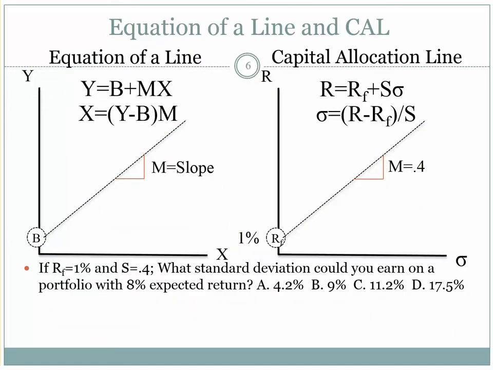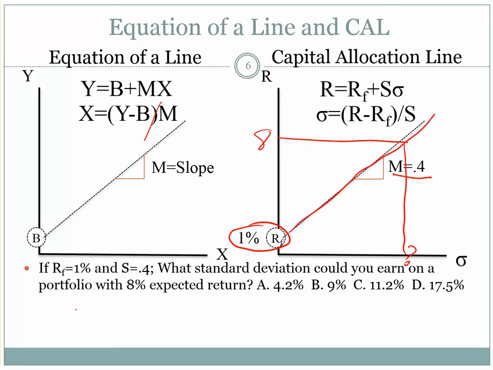You can also work in the other direction. So we still have a 1% risk-free rate. Let's put that division back in there. We still have a 0.4 slope, but say you want a portfolio with an 8% return. What standard deviation can I achieve using this portfolio with a Sharpe of 0.4?